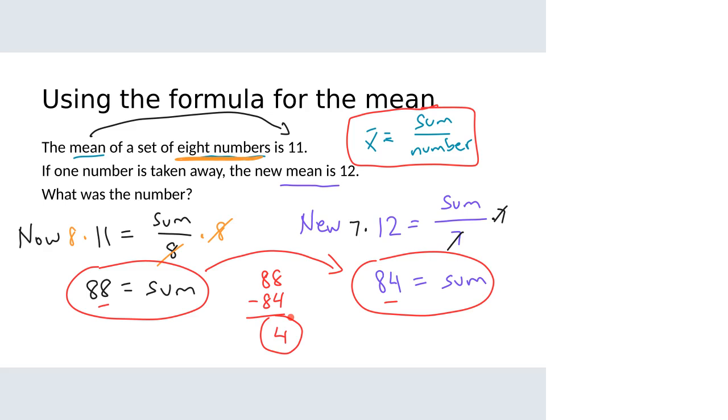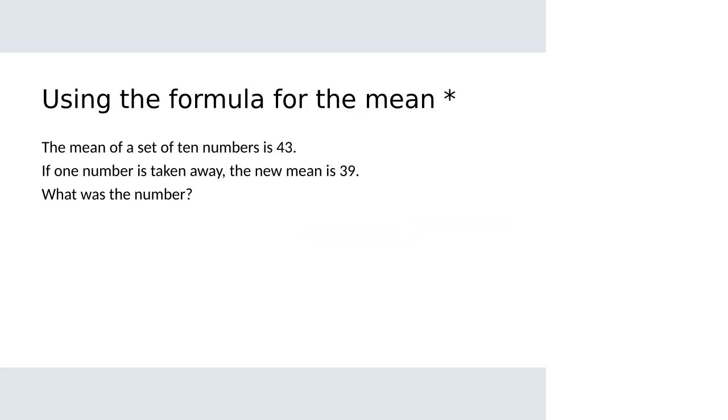This is one that at the very beginning, when you first read it, it's like, I don't know. Am I going to trial and error this thing? What the heck am I going to do? But if we lean back into this formula, it's a really cool problem that's kind of fun to solve, I think. All right, here goes. The mean of a set of 10 numbers is 43. If one number is taken away, the new mean is 39. What was the number? I'll set up a poll for this, and I'll let you try it.